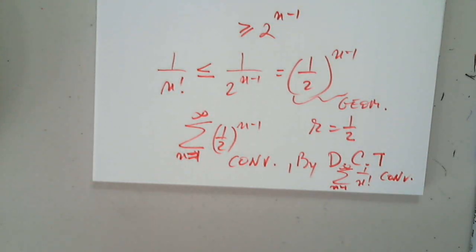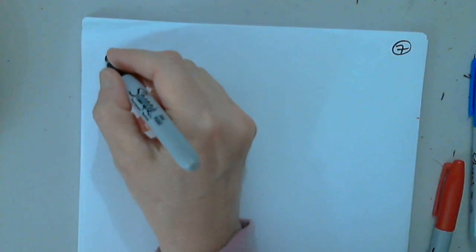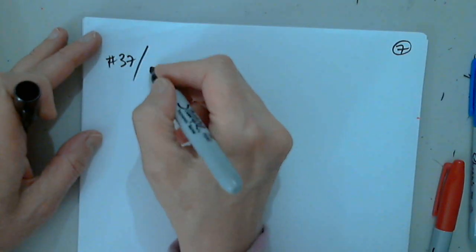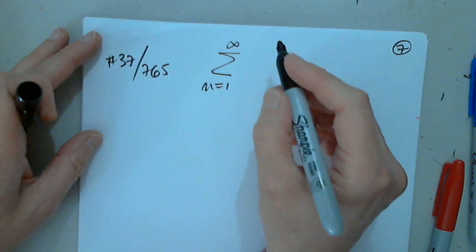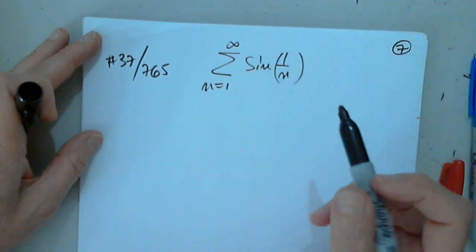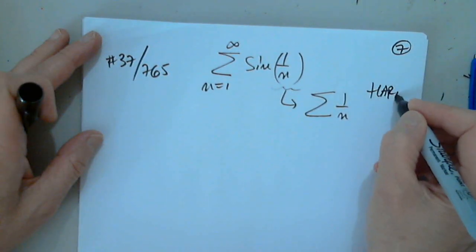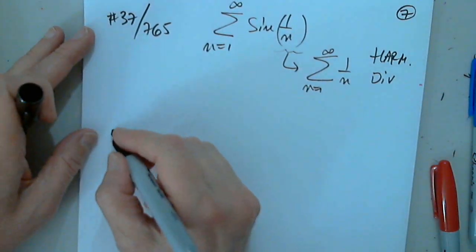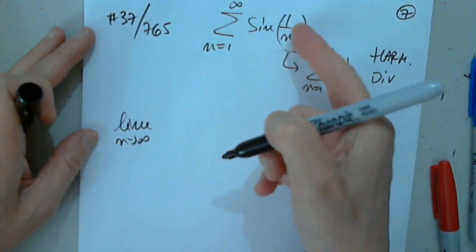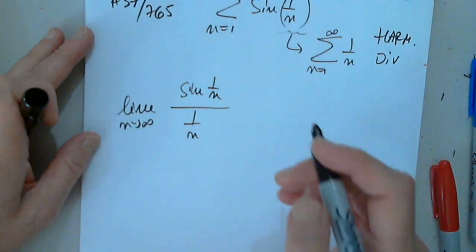Okay, let's move on to 37. Same page, 765, and we have the sum, n equals 1 to infinity, sine 1 over n. Very good hint, 1 over n, we know it's harmonic and divergent. And now let's apply the limit as n approaches infinity, always this at the top, always this in the denominator. And let's see what we get here.